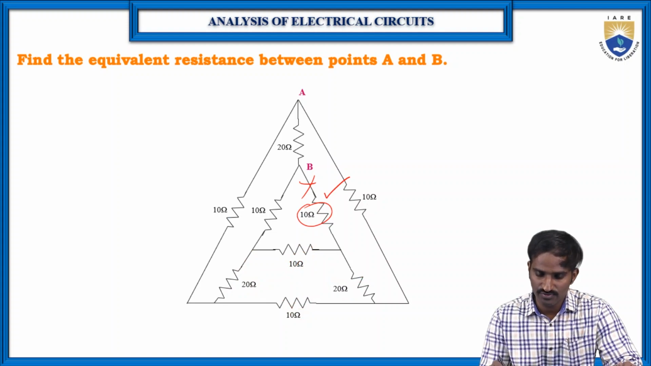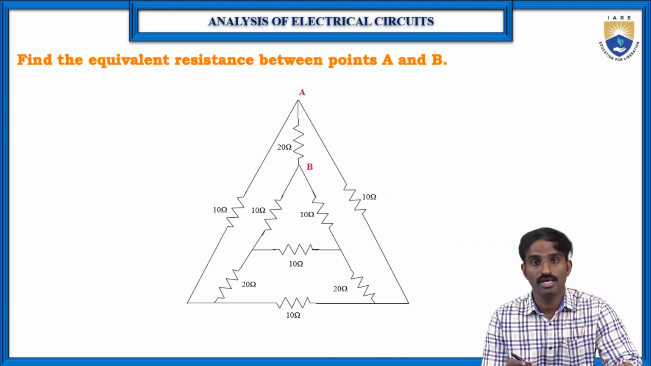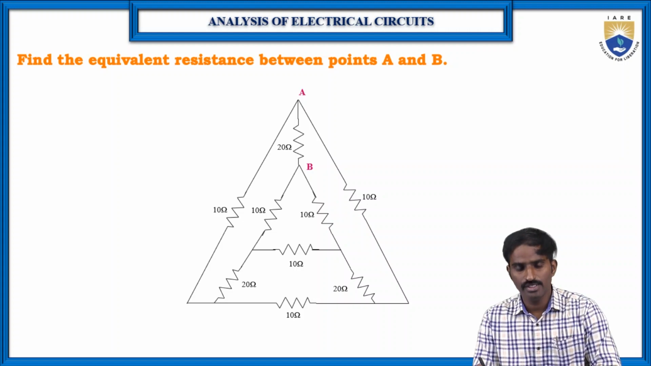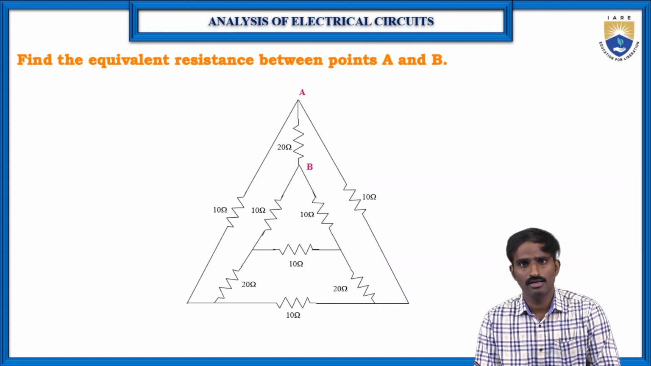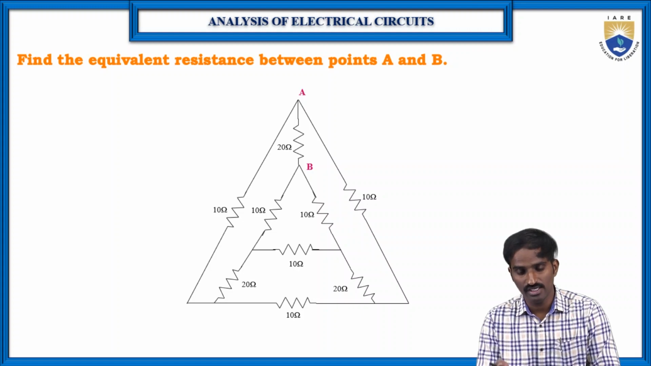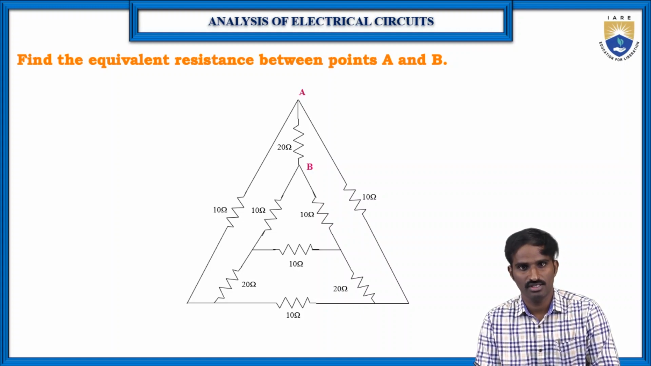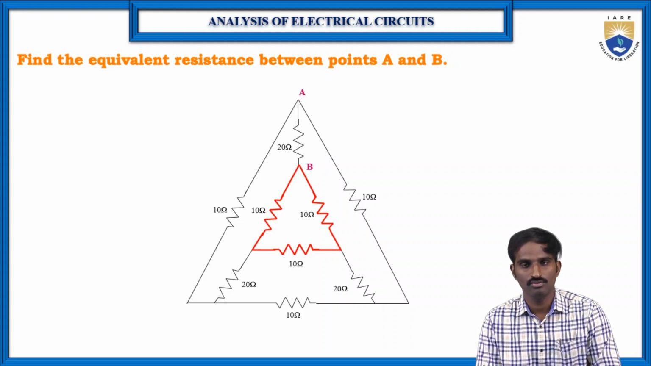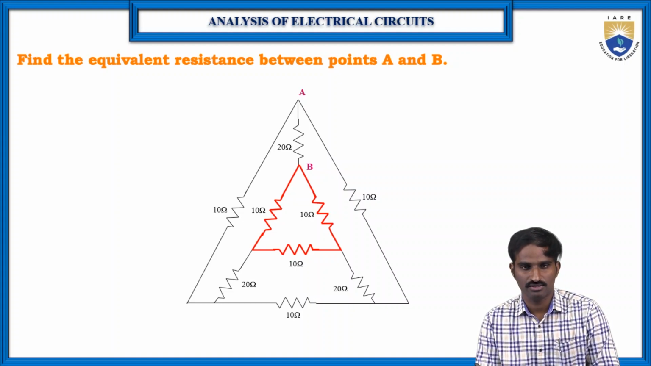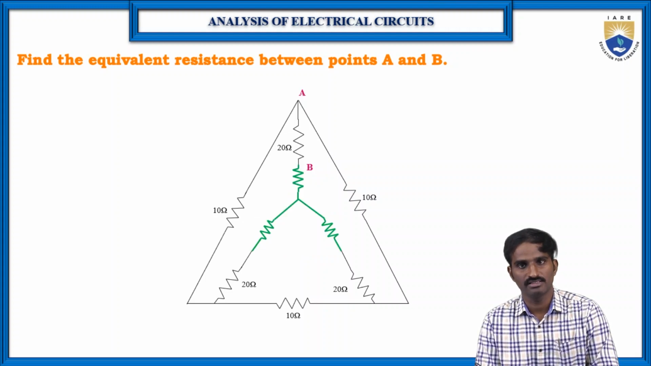In this particular situation, we need to apply the star to delta or delta to star transformation. First we need to identify whether any delta connection or any star connection is there, which star connection we need to transform into delta, or which delta connection we need to transform into star. Here, this is a delta connection, and we can transform this delta connection into a star connection. If you convert this into a star connection, you will get it like this.